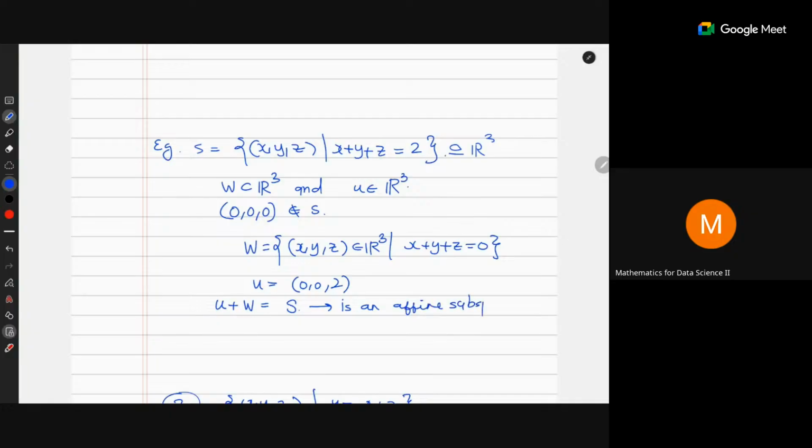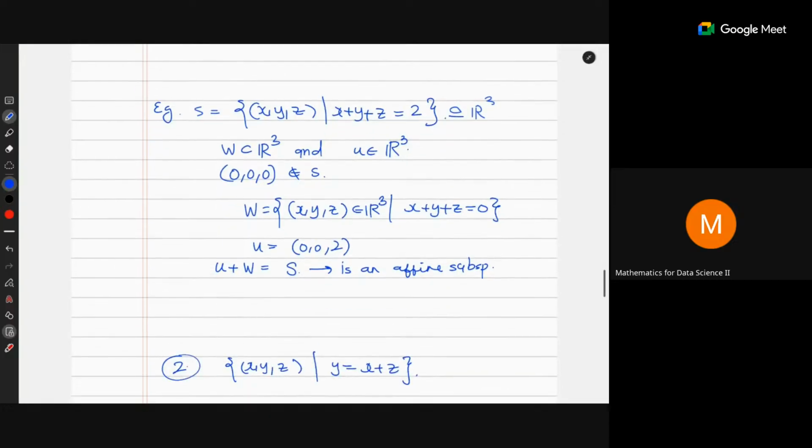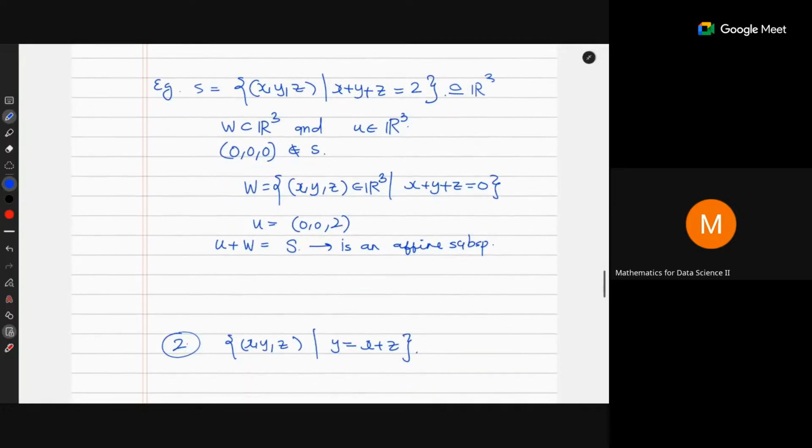So one of the examples of this is writing down the set of all solutions of a linear system of equations. Once you get one solution, you can use that solution and add it to the null space, and you will get the affine subspace. So that is one of the examples. All right. So this is another example.